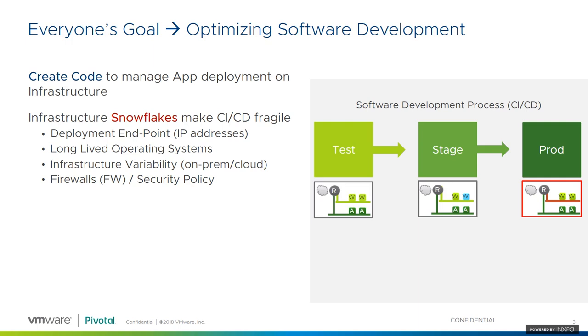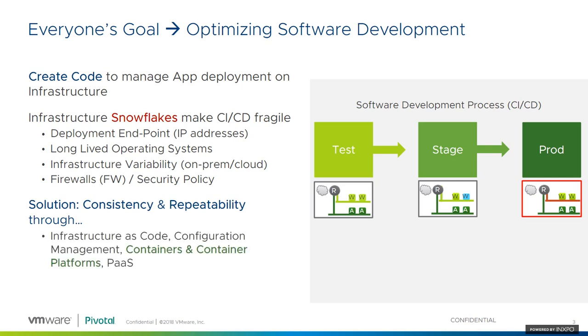They have configuration creep over time. There could be infrastructure variability, which again poses a problem because it's not consistent. And even something as specific as firewall policy. In test, maybe I don't have firewalls, but maybe when I move to staging or other test scenarios, I do have firewalls, and that could potentially break the app, so to speak. So the solution here is around consistency and repeatability. The question is, how do you do this?